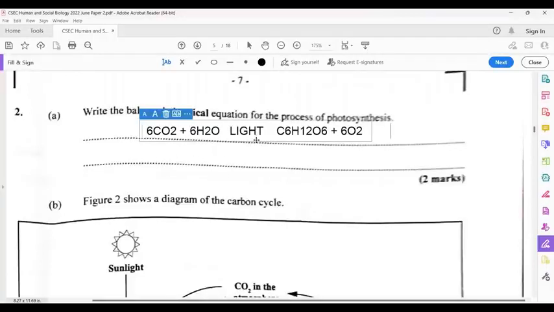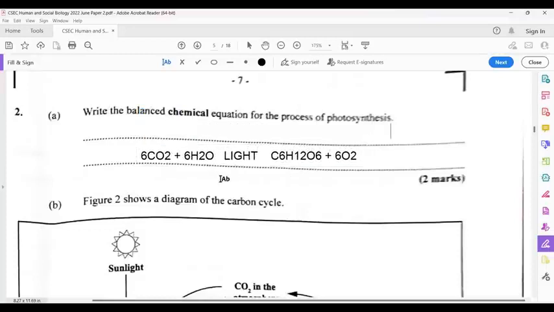It's important to acknowledge that they asked you to balance the equation. So you have to have the 6 in front of the carbon dioxide, the 6 in front of the water, the H2O, and the 6 in front of the oxygen. This balances it, whereby the reactants equal the amount of products.